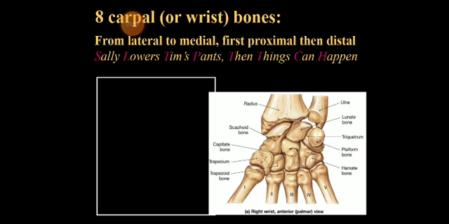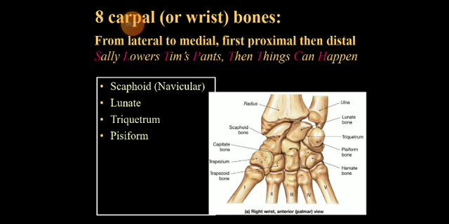As the diagram shows, the radius and ulna are joined with the wrist joint. In this figure we see the right wrist showing the anterior view of the carpal bones. There are scaphoid, lunate, triquetrum, pisiform, trapezium, trapezoid, capitate, and hamate.